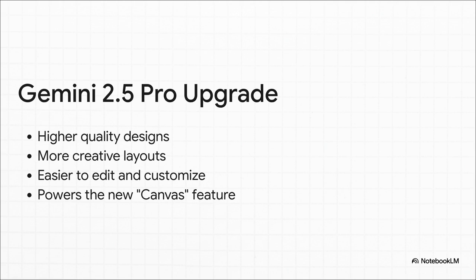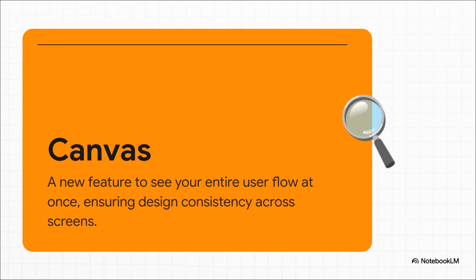But the biggest thing is that it powers this brand new feature that, trust me, solves a huge headache for anyone who's ever designed an app. And that new feature is called Canvas. Think of it like a bird's eye view of your entire app. You can see all the screens laid out and how they all connect. This is a game changer because it lets you make sure the whole user journey makes sense. You can spot dead ends or weird loops before you get anywhere near coding.